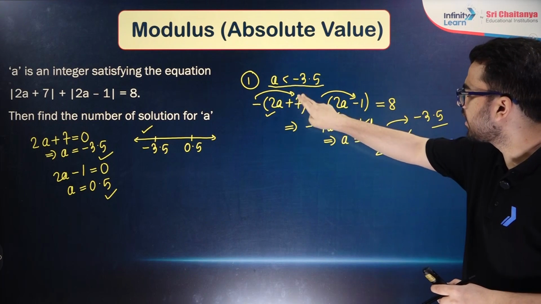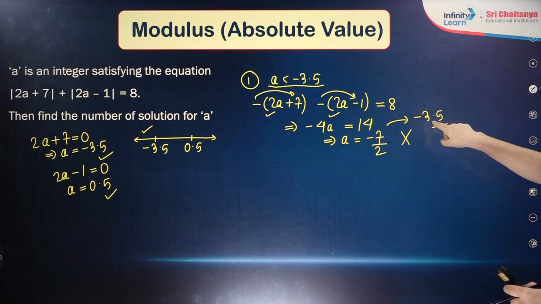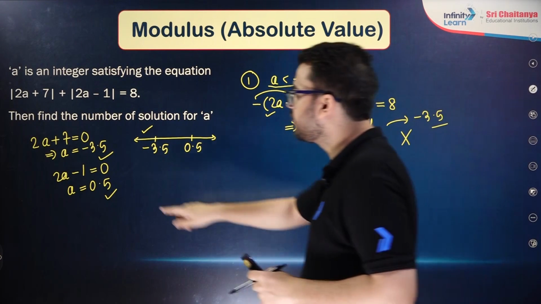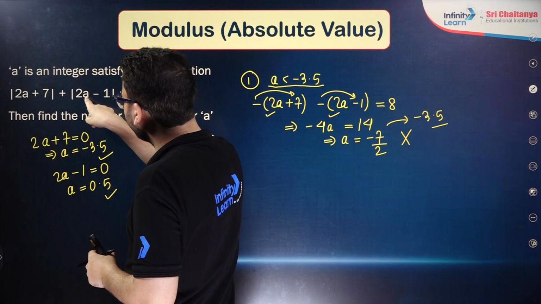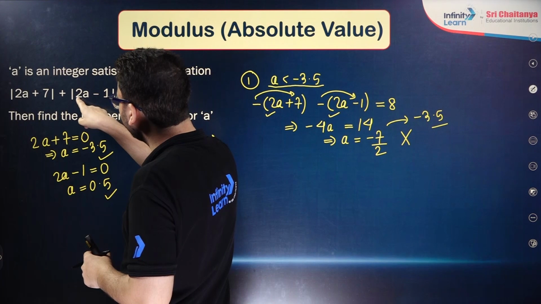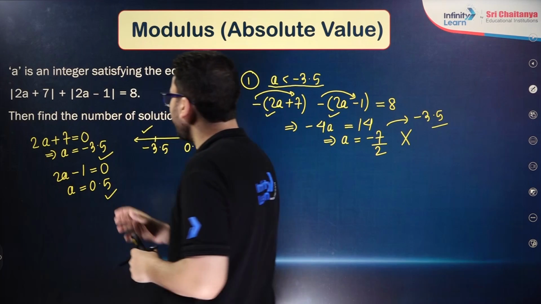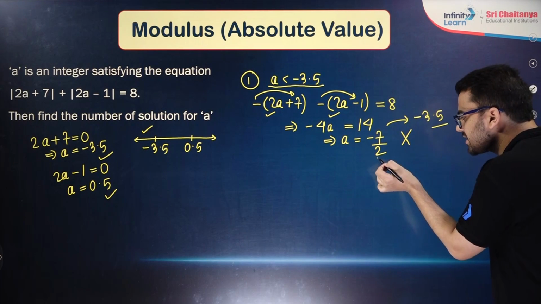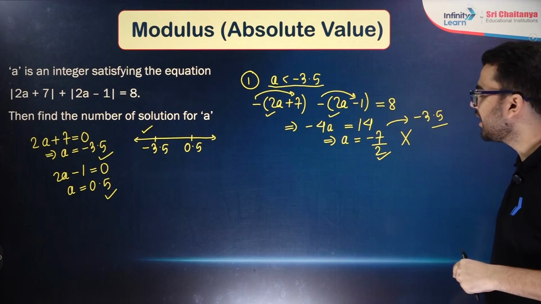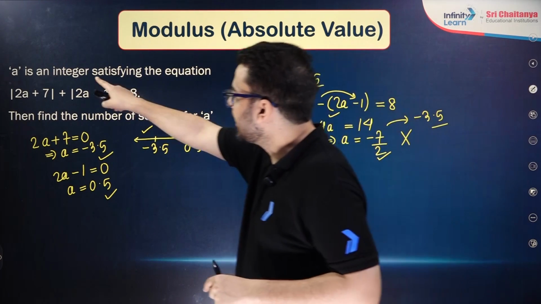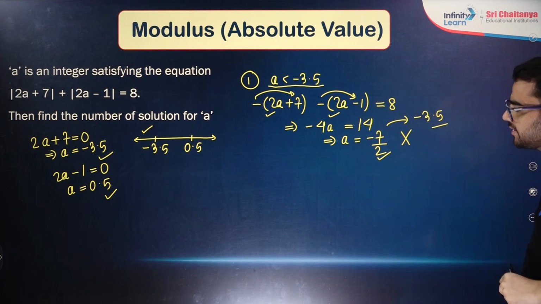So minus 4a minus 7 plus 1 is minus 6, minus 7 by 2. Actually this is correct. You see, because minus 3.5 if you put over here, this is going to be 0. And minus 3.5 if you put over here, minus 3.5 into 2 is minus 7. Minus 7 minus 1 is minus 8. Its modulus is 8. So although this solution is correct, this solution is working in the actual equation. But over here, because a is an integer, you will neglect this solution. You have to neglect this solution.